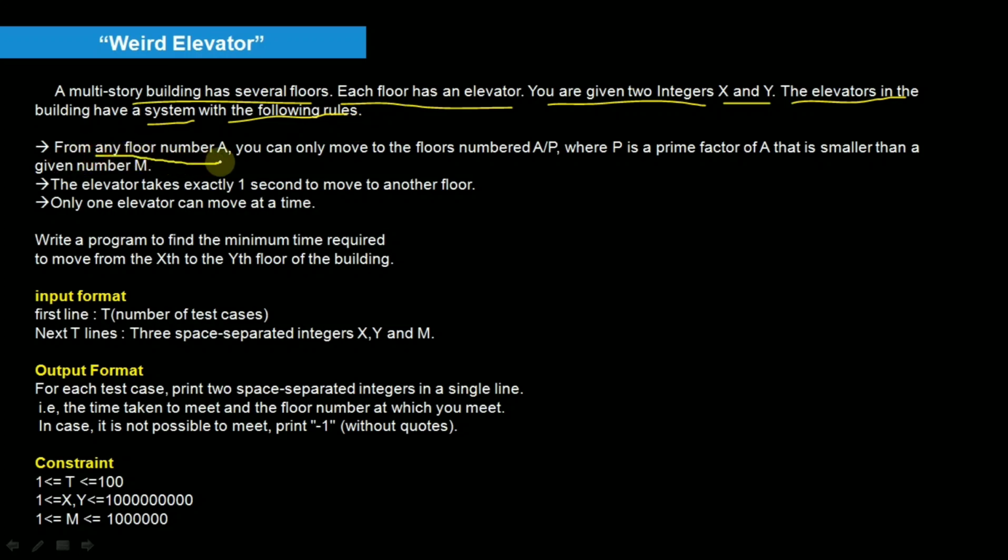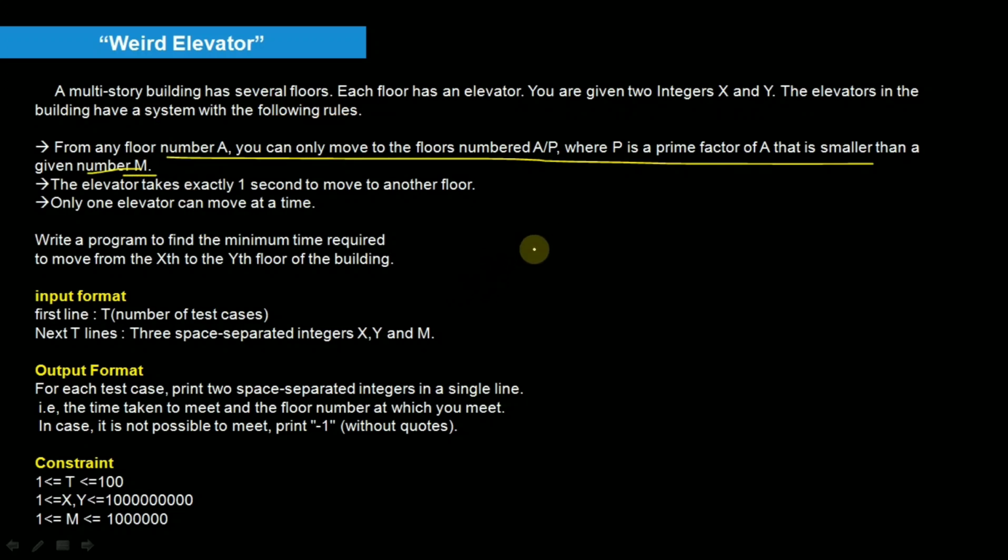From any floor number A, you can only move to the floor numbered A by P, where P is a prime factor of A that is smaller than a given number M. So M will be provided by the user. So let's suppose we are at floor number 20. So you can move to floor number A by P. And what is P? P is a prime factor of A, that is, P is a prime factor of 20 and is smaller than a given number M. So M is given by the user in input.